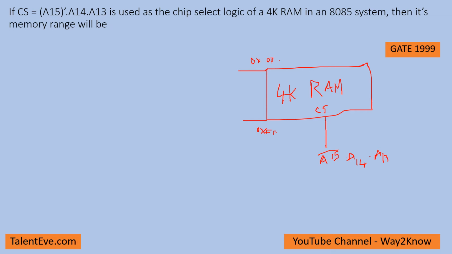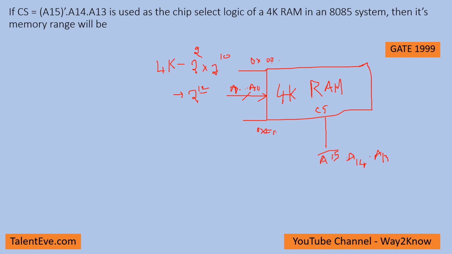So 4K is like 2 power 2 into K, which is 2 power 10, right? That means this is 2 power 10 plus 2, which is 2 power 12. So there are 12 bits in the address bus. If you see the address bus, it is 12 bit. That means it starts from A0 and goes up to A11.